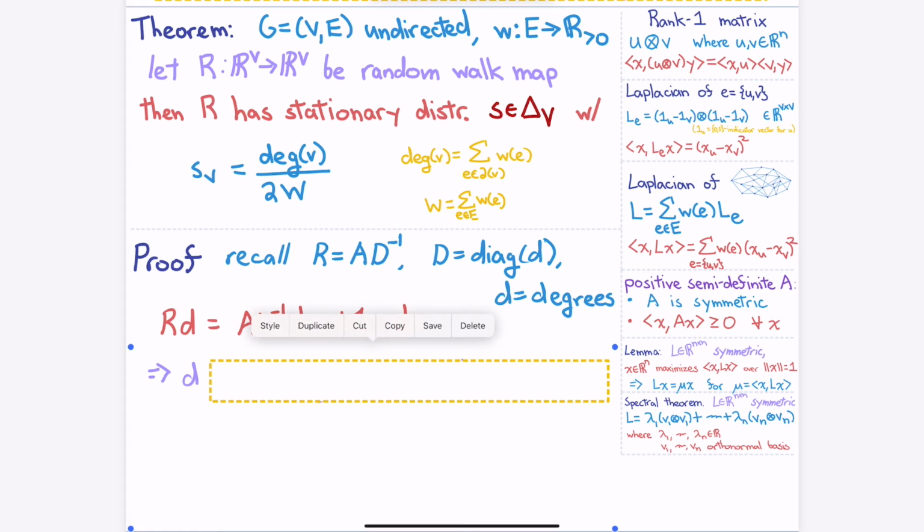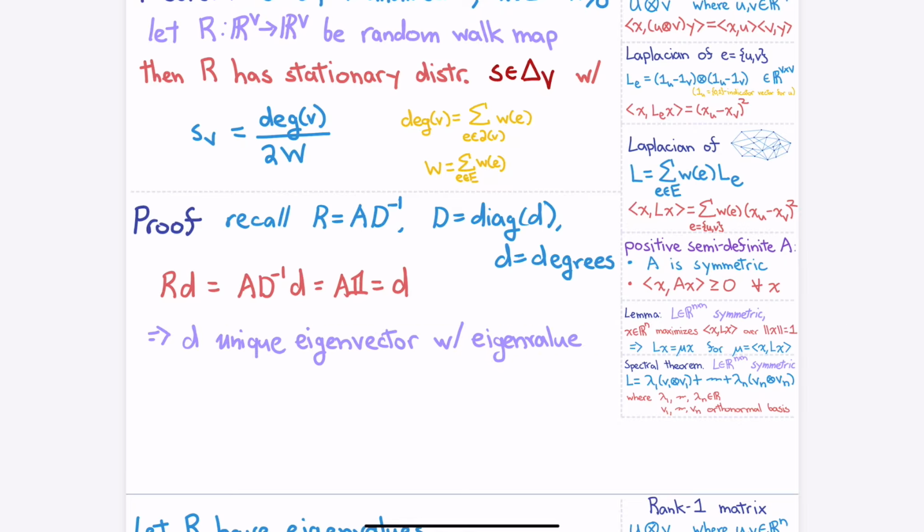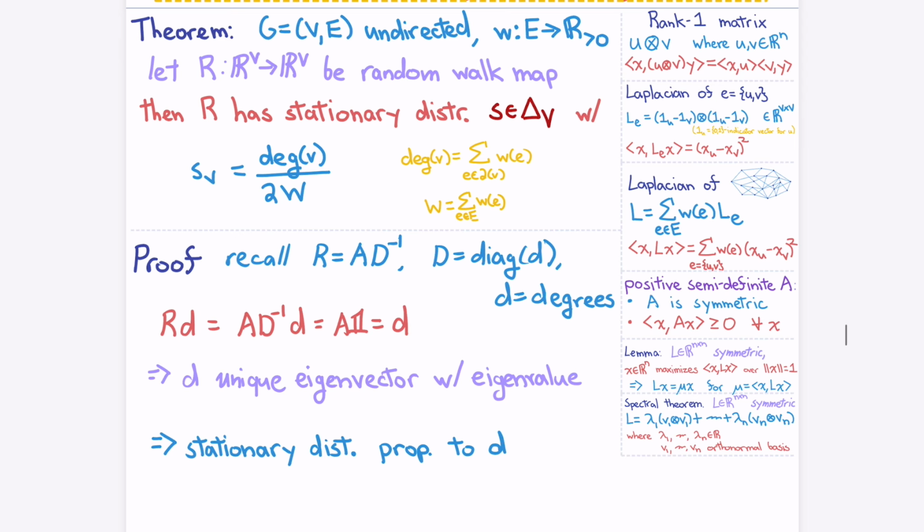So D is the unique eigenvector with eigenvalue 1, and the stationary distribution is proportional to D. This is if the graph is connected, so just assume it's connected. If you have two disconnected graphs, then any combination of stationary distributions on the two components will give you another one.